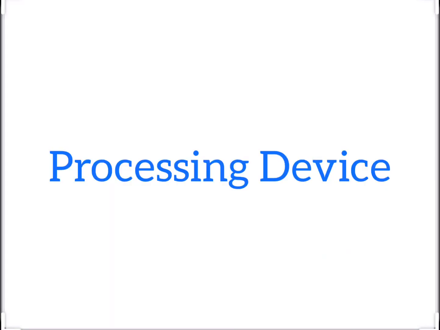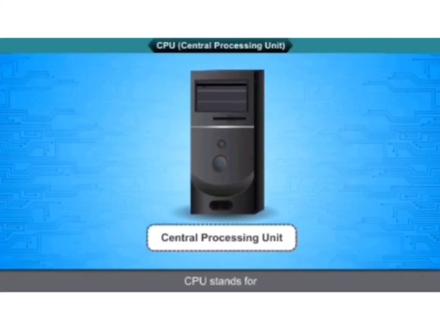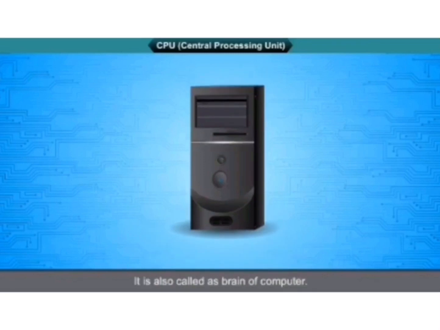Processing device. The processing device is the CPU, Central Processing Unit. CPU stands for Central Processing Unit. It is also called the brain of the computer. All the processing work is done by the CPU. The CPU has three parts.